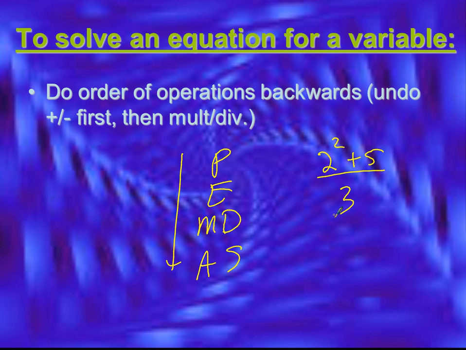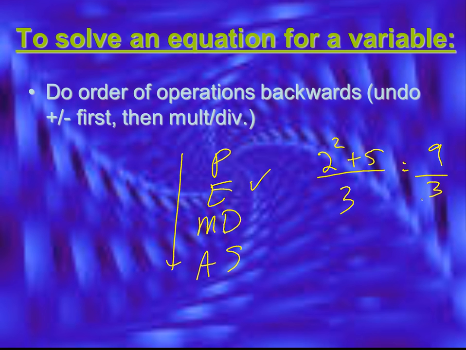Okay, so I would work on the top first, and I would do exponents first, so that 2 squared would become a 4, right? And then I would add on the top and get a 9, and on the bottom I have a 3. And then finally, after I've done all the stuff in the top and all the stuff in the bottom, I can figure out what that fraction simplifies to, right? And you guys were fine on that.